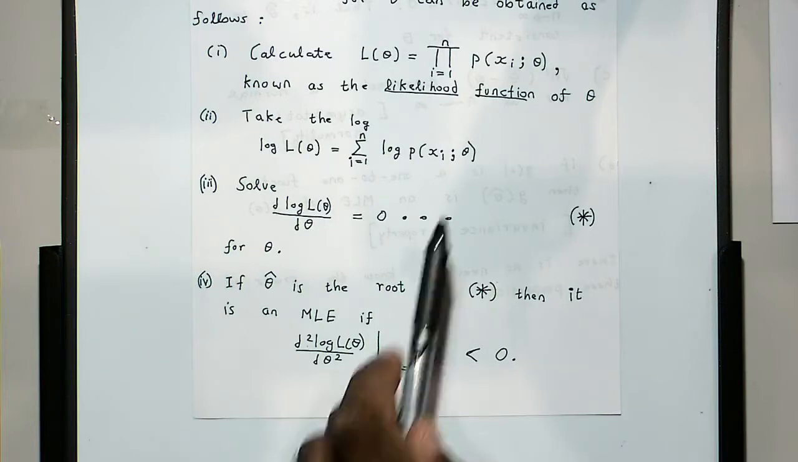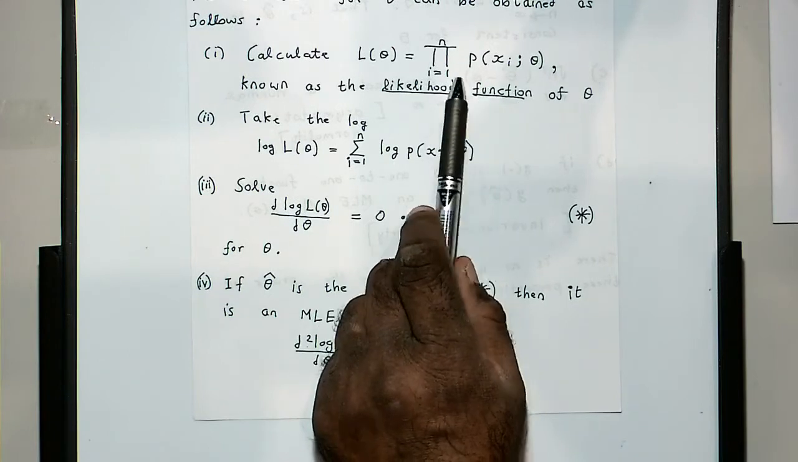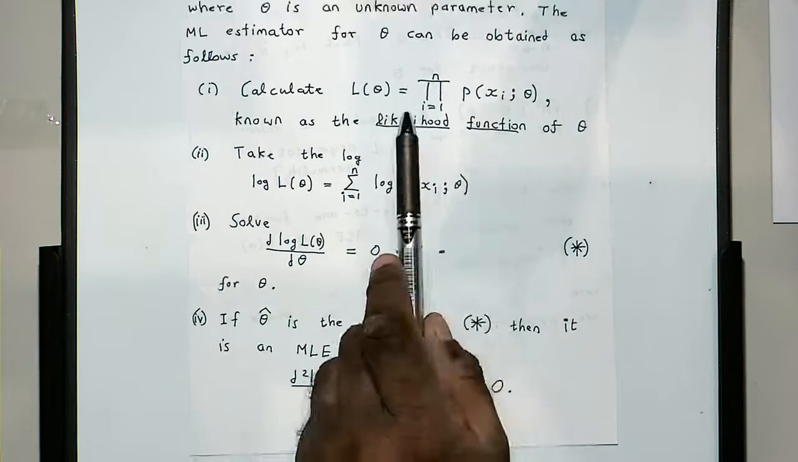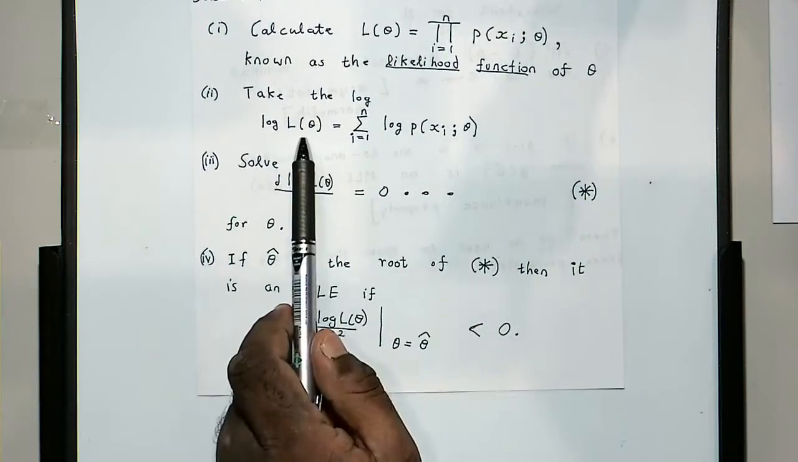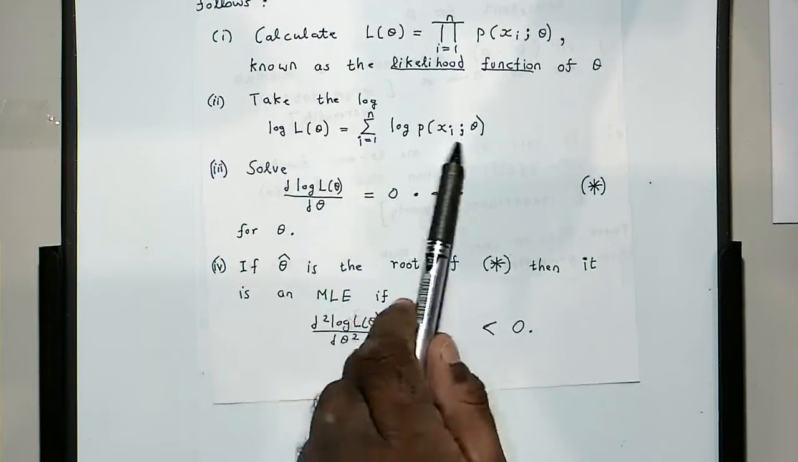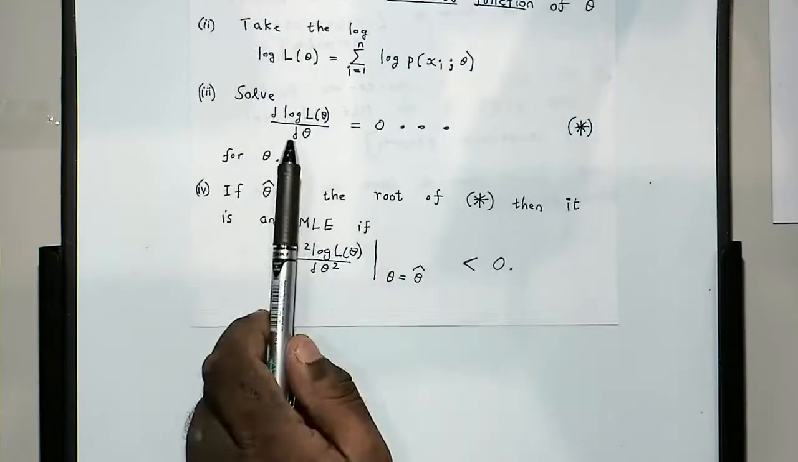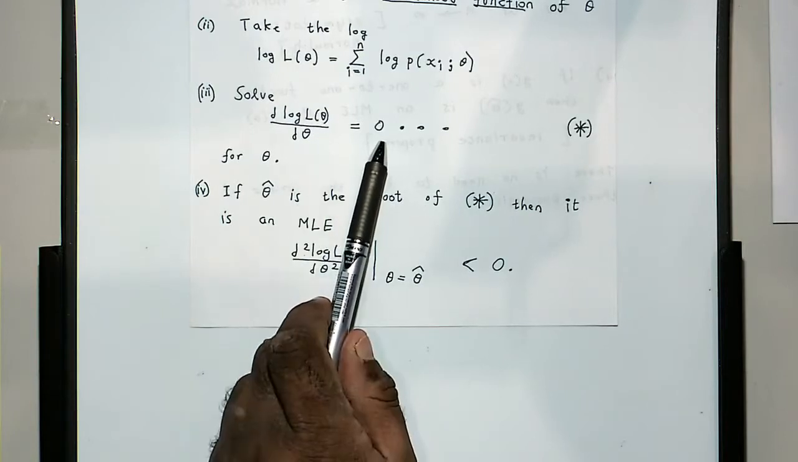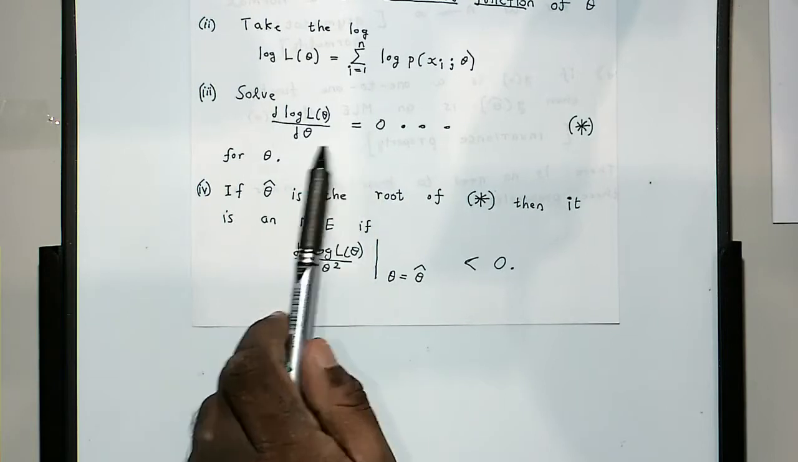So the first step is just the product of the probability mass function at xi, i from 1 to n, where n is the sample size. And we call this the likelihood function of theta. The second step is to take the log of the likelihood, which is the sum of the logs. And the third step is to take the derivative of the log with respect to theta and set it equal to 0 and solve this equation for theta.